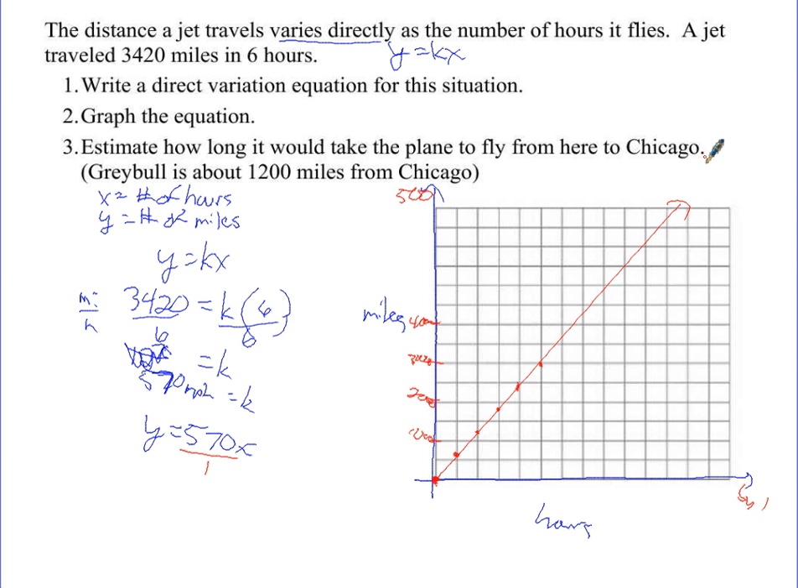And number 3, estimate how long it would take the plane to fly from here to Chicago. I'm telling you that Grable is about 1,200 miles from Chicago. So what should I do? Plug in 1,200 where? For y, that's right. So my equation is y equals 570x, but y represents miles, not x. So I'm putting 1,200 in for y: 1,200 equals 570 times x. Solve for x. What do we do? Divide by 570.